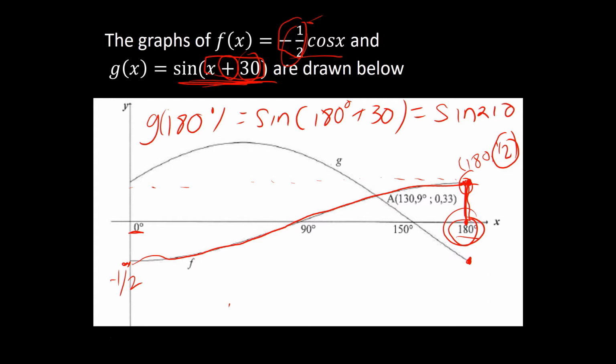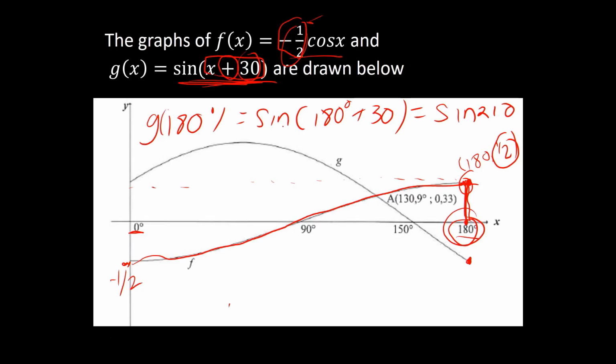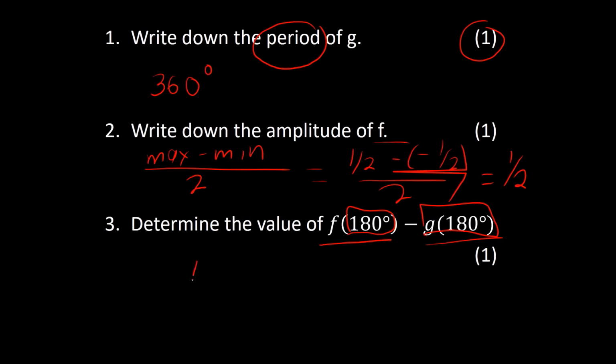You can use special angles, you can use reduction formula, you can use your calculator, but this would be the same if I'm using reduction formula. Sine of 180 plus 30, that's in your third quadrant, so it would be negative sine 30 using special angles. Sine of 30 is a half, times by a negative. This point here is negative a half. So you see there's more than one way you could work it out. So therefore they said f of 180 degrees minus g of 180, what is the value? Well, it's simply going to be a half minus negative a half, which is equal to 1.